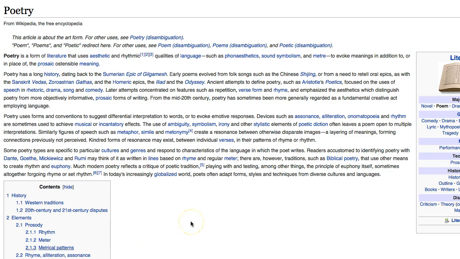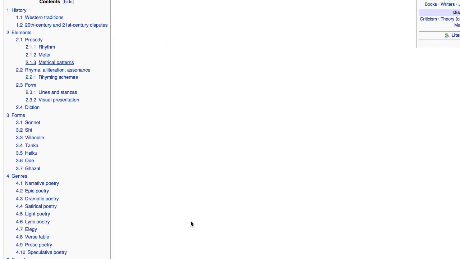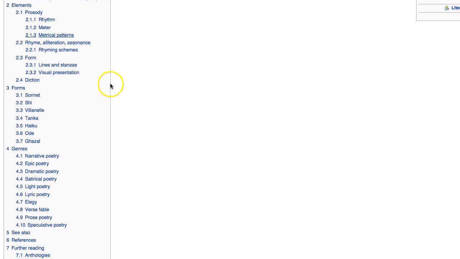If we leap into Wikipedia, we'll see how that might work. So if I come down here to the contents table, the elements are the structure of the poem. So you can construct your poem through rhythm, through meter, through having patterns of meter. Then there are all these literary devices, rhyme, alliteration, assonance, rhyming schemes of different sorts, the number of lines in the stanza, and obviously the visual presentation of the poem. So those are all things that make up the structure.